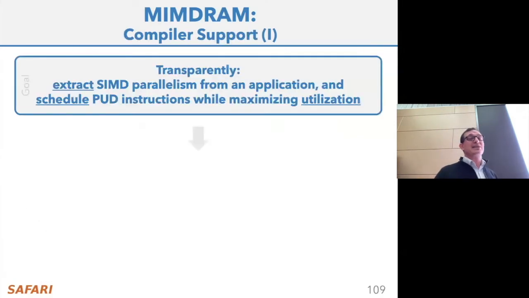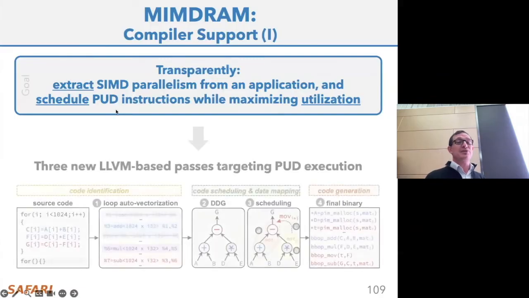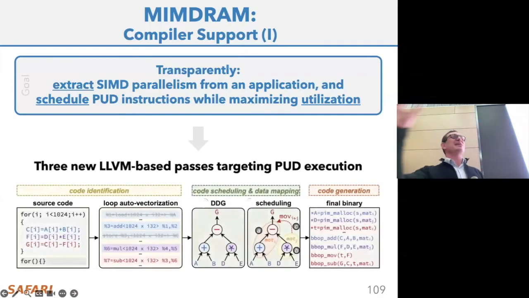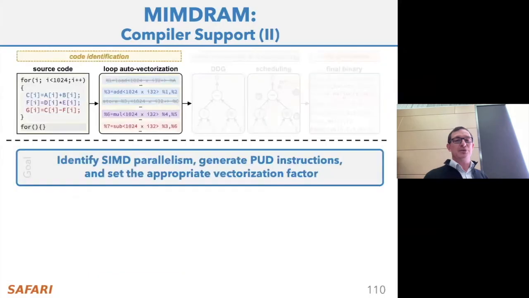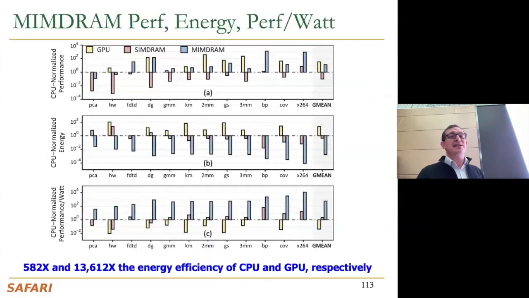So we target the LLVM compiler so that we can extract SIMD parallelism from an application and schedule this processing using DRAM instructions. Again, I will not go into the details. The paper is online, but our source code will be completely online very soon. And the results that we see are significant. This is an updated set of results with a better compilation strategy, etc.